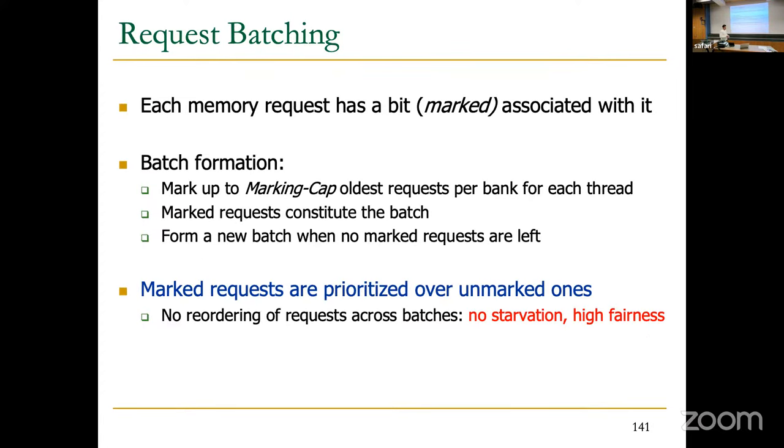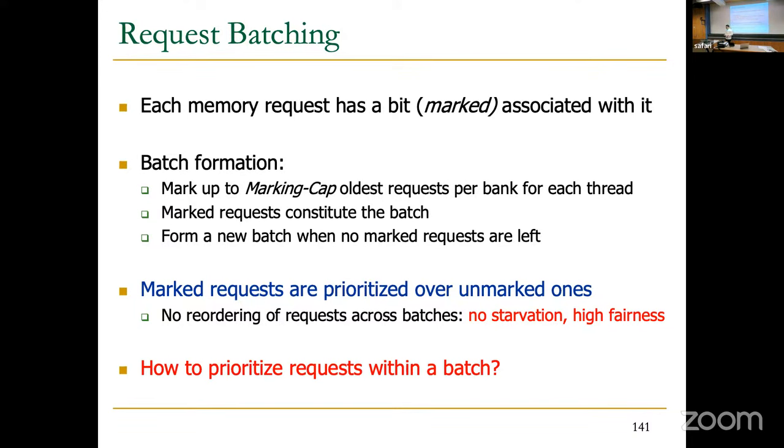Request batching basically works by assigning a bit to every memory request. So is it in the batch or not in the batch? It's just one bit to indicate that. We mark up to marking-cap oldest requests per bank for each thread, and marked requests make up the batch. We form a new batch when there are no marked requests left. And we prioritize these requests over non-marked ones. And there's no reordering of requests across batches. So this will allow for no starvation, and basically it will improve fairness.